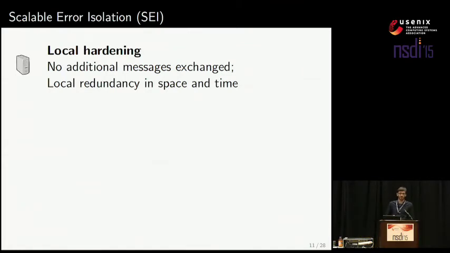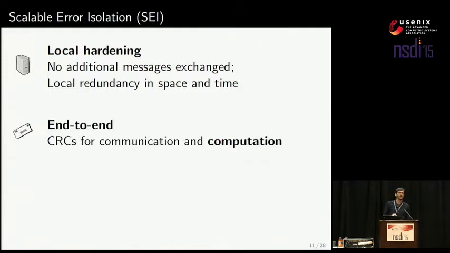Our approach, SEI, is also end-to-end, because we require messages to carry a CRC, and the CRC is extended to protect not only the communication, but also the computation. This means that once a process receives a message with a CRC, it checks the CRC, and if they match, it knows that the communication was performed correctly, as usual, but it also knows that the computation of the sender process did not corrupt the message.